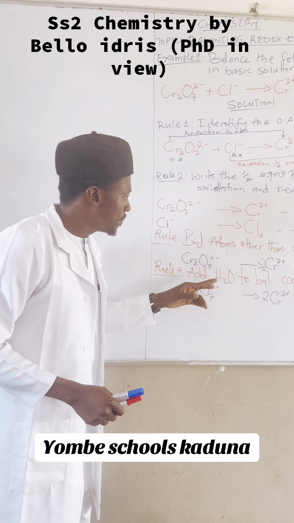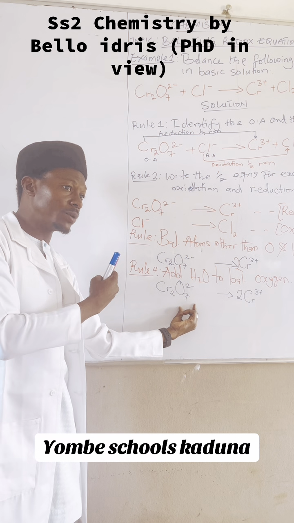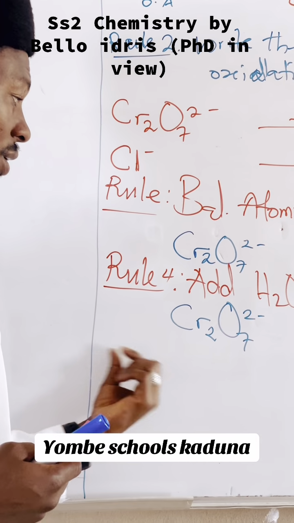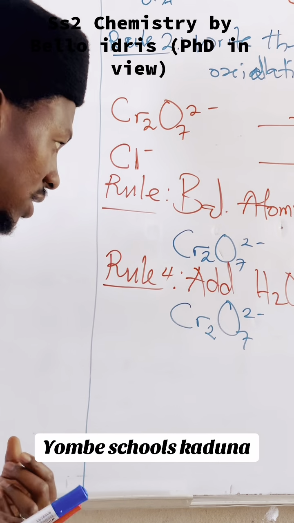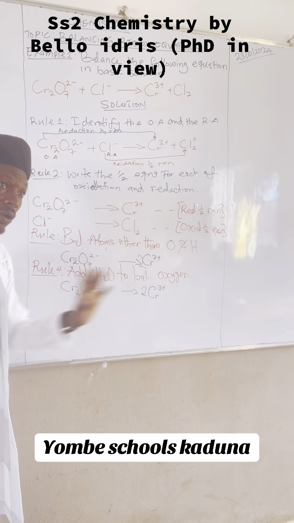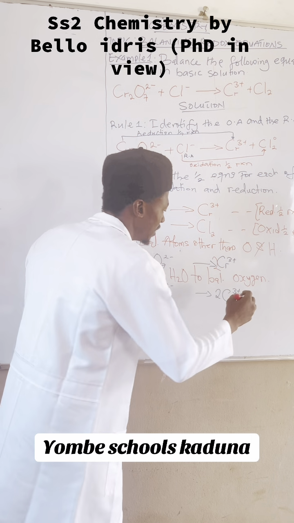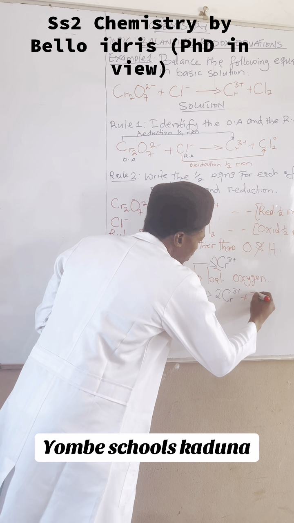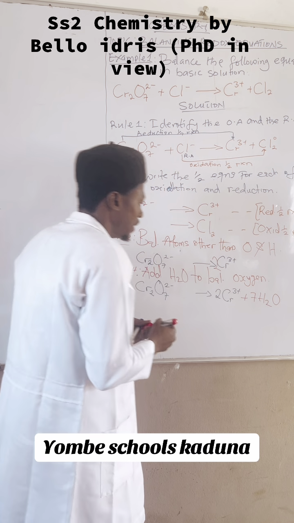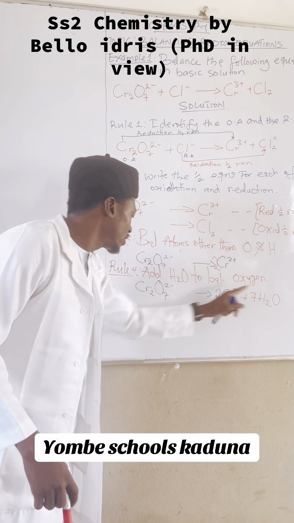Now we are adding water to balance oxygen. How many oxygen do we have here at the left hand side of the reaction? 7 oxygen. At the end of the reaction, how many? No oxygen. So now we are to add how many moles of water molecules to balance the oxygen? We should add 7, to which side? The right hand side. So now plus 7 H2O. That means 7 times 1 is 7 oxygen, 7 oxygen.